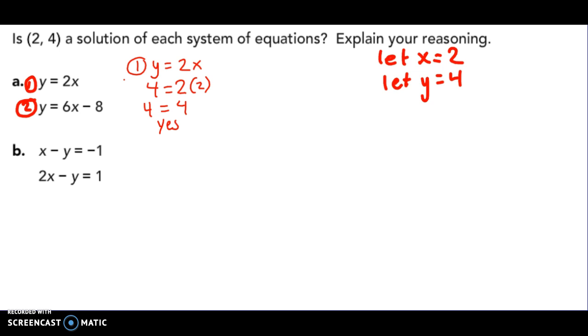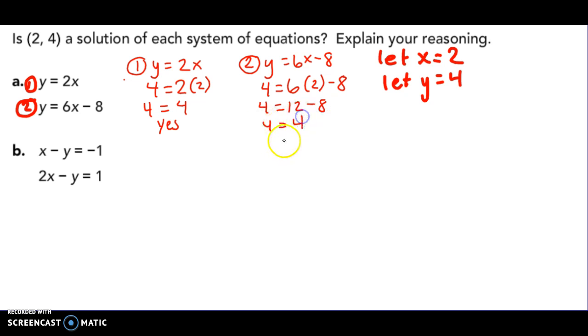What if we try the second one? The second equation says y equals 6x minus 8. And then let's say we have y is 4, equals 6, our x value is 2, minus 8. So we have 4 on the left side. 6 times 2 is 12 minus 8. 4 does in fact equal 4. So yes, that is a solution.